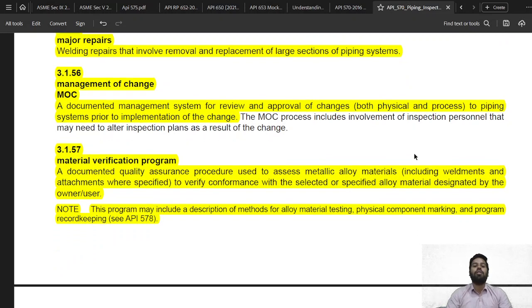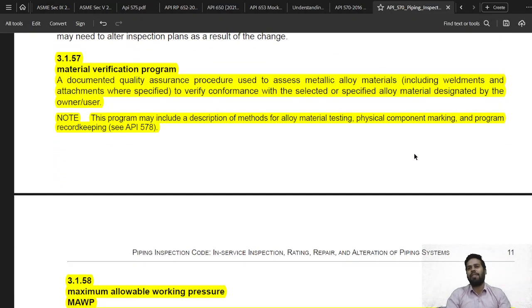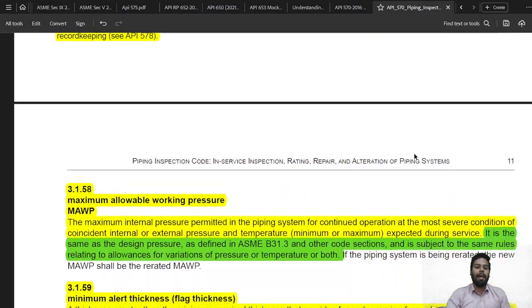Management of change. If any change is happening in your organization or industry, how that change is managed is management of change. Okay. A document management system for review and approval of changes, both physical and process changes, to piping systems prior to the implementation of the change. Material verification program is verification of the material that you have bought for repair or alteration. You can do destructive tests, non-destructive tests, or positive material identification to identify the composition of the material. All of these are considered a material verification program, and we have a different code for this, API 578.